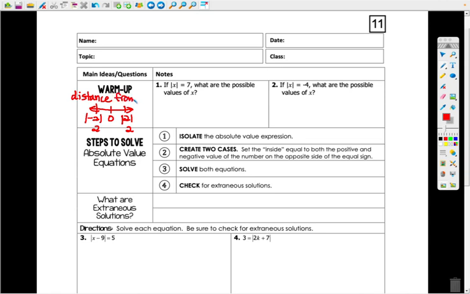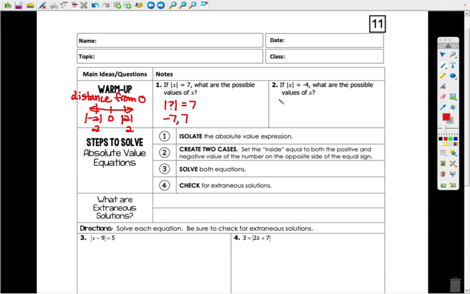All right, so look at this statement here. If the absolute value equals 7, what are the possible values of x? In other words, if there is a number in my bars and I'm asking for the absolute value of it and I'm telling you that it's 7, then what could the number in here possibly be? Well, it could either be -7 or +7 because both of them would give me 7.